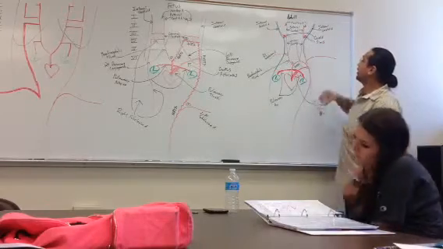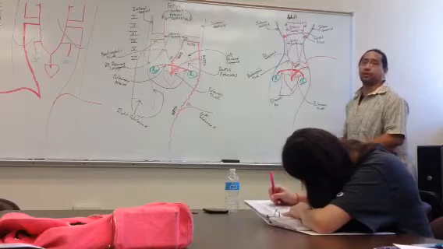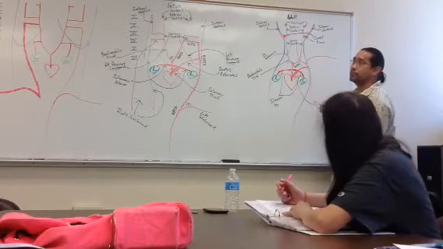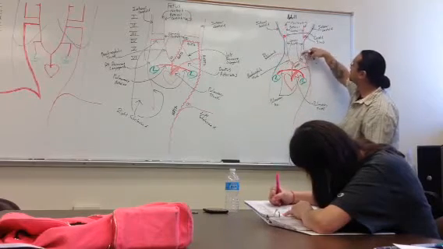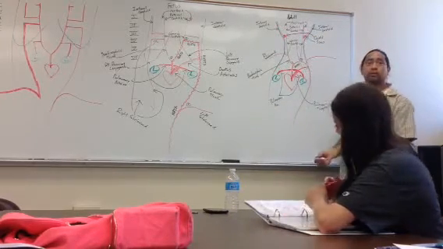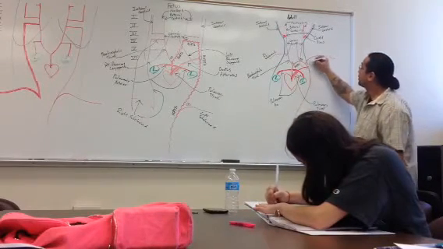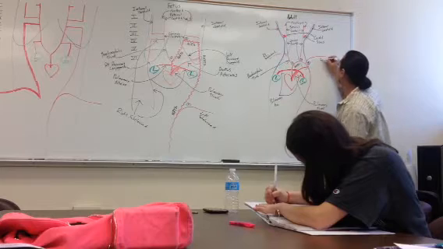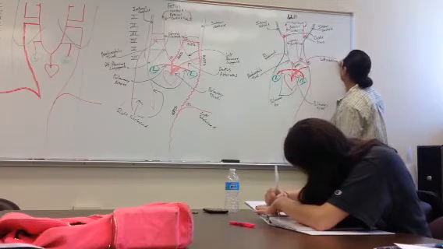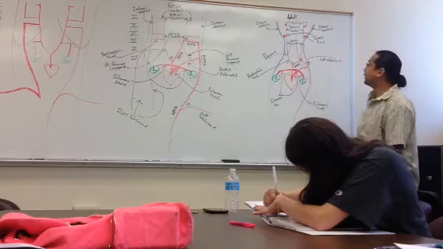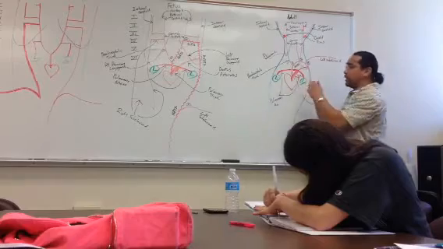All right, so we talked about the first branch. What's the second branch off the arch of the aorta? Left common carotid. So when we look here, what is this? Left common carotid. What's the third branch off the arch of the aorta? Left subclavian. So here's the third branch, there's your left subclavian. This is after everything's shortened and come together now.